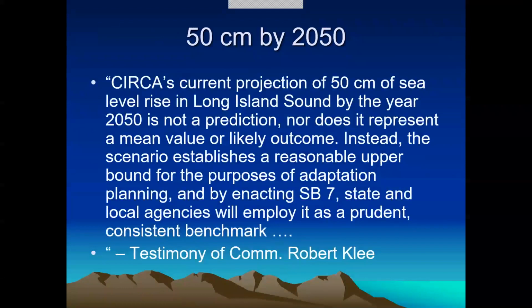He said, nor does it represent a mean value or likely outcome. Instead, the scenario establishes a reasonable upper bound for the purposes of adaptation planning, and by enacting SB 7, that's what became this law, state and local agencies will employ it as a prudent and consistent benchmark. So this isn't a prediction. This is the prudent number that you should use in your planning.